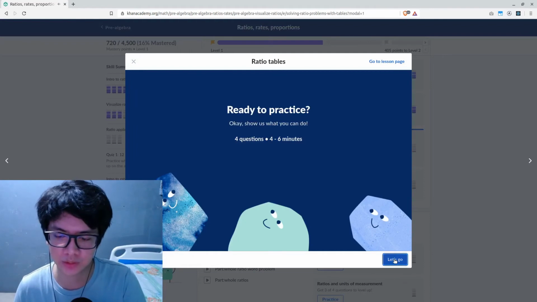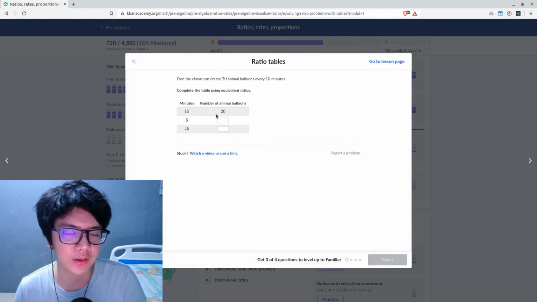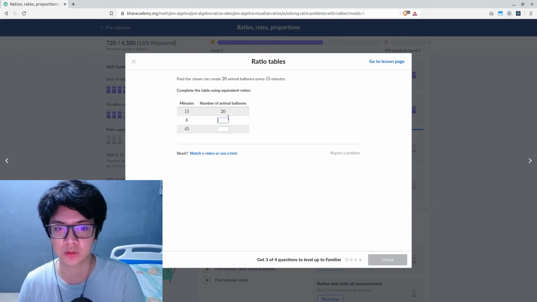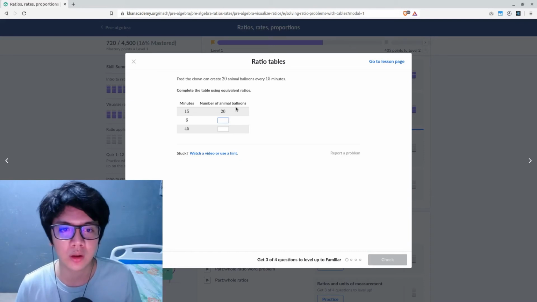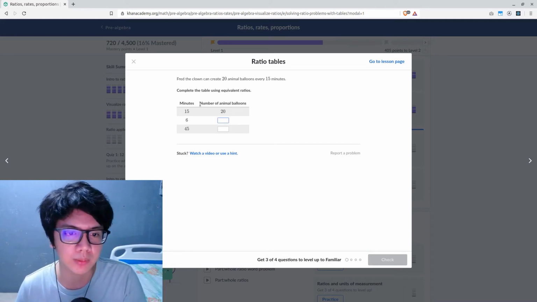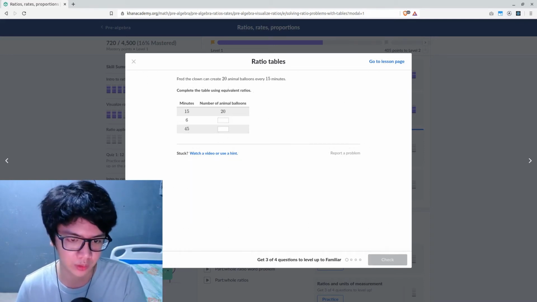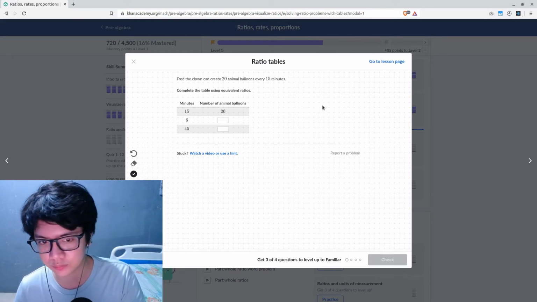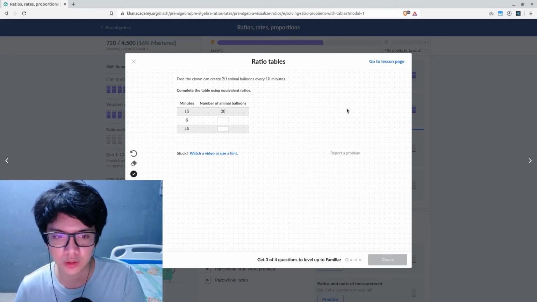Ratio tables. Fred the clown can create 20 animal balloons every 15 minutes. Complete the table using equivalent ratios. Okay. 20 balloons every 15 minutes. So how much is this per minute? Oh, this is a ratio of 3 to 4.